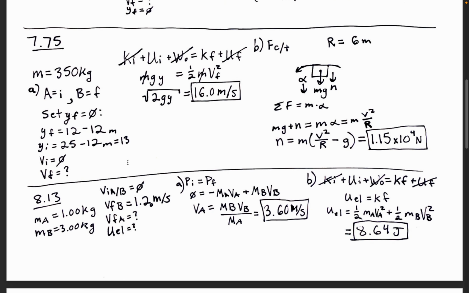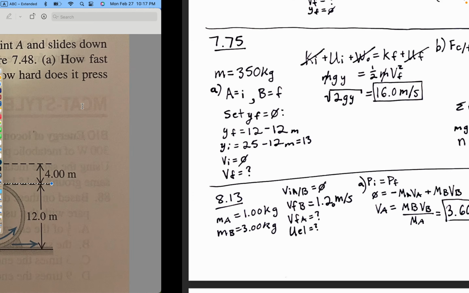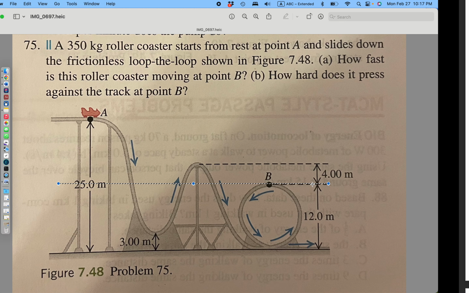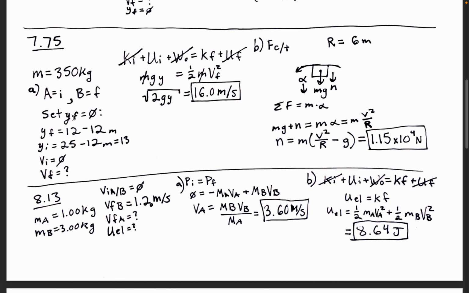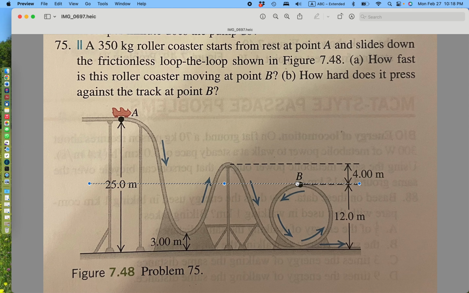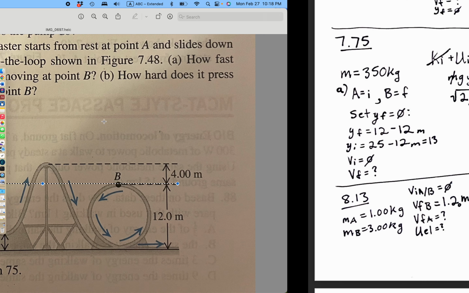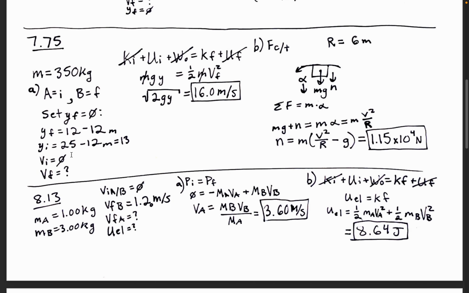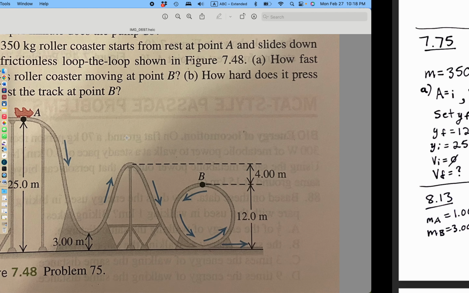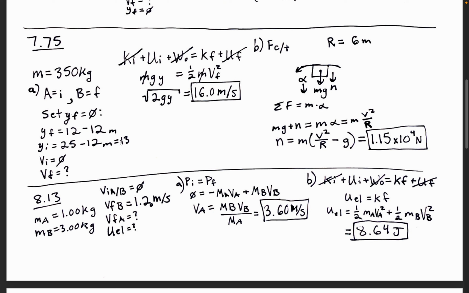And so over here, we've written down all of our lovely equations. We set y final equal to 0, which is the same as pretending like this is the ground. And that means that y final is this height here, 12 minus 12, and then y initial is 25 minus 12, right? Because this here is 25, which gives you 13, of course.